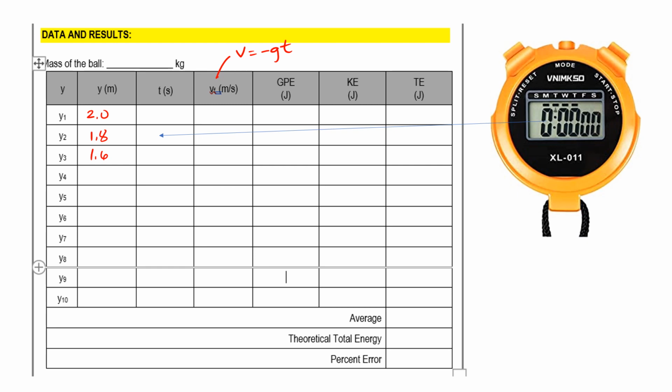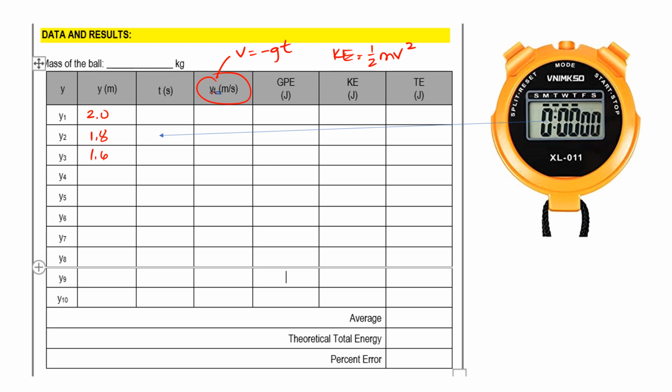Given the time, we can measure the v, that is negative gt, and that v will be used to compute the kinetic energy. For kinetic energy, the formula is 1/2 multiplied by the mass of the ball multiplied by the square of the velocity. The velocity is the one we computed using time. And then we have to compare that with the gravitational potential energy.